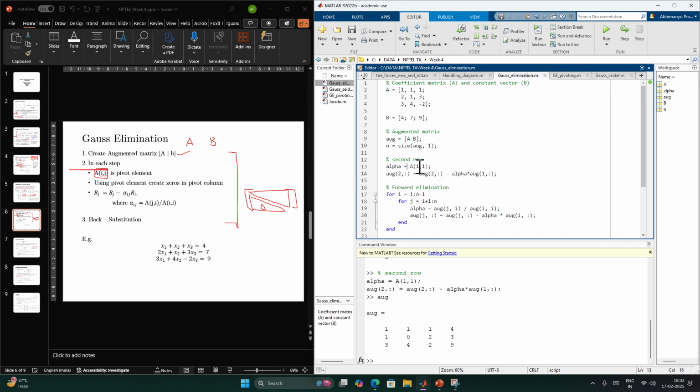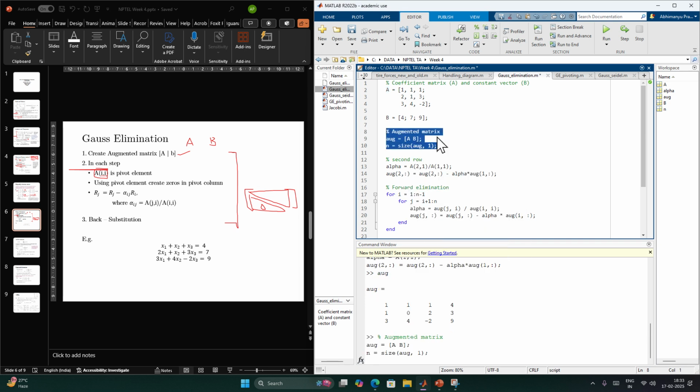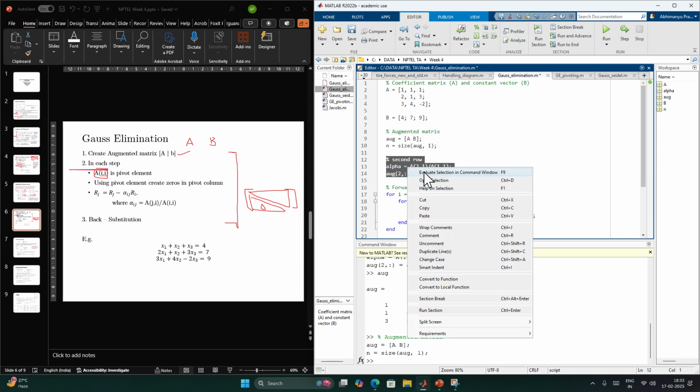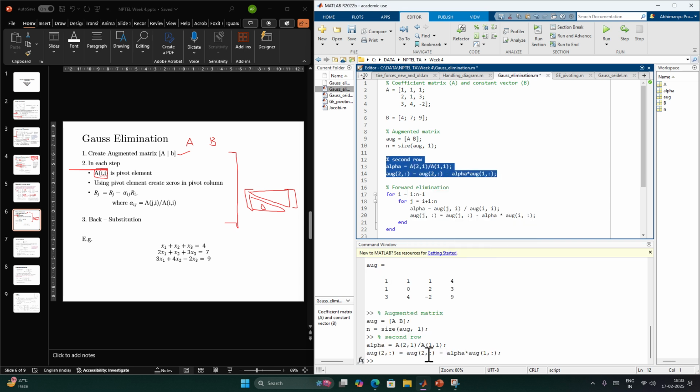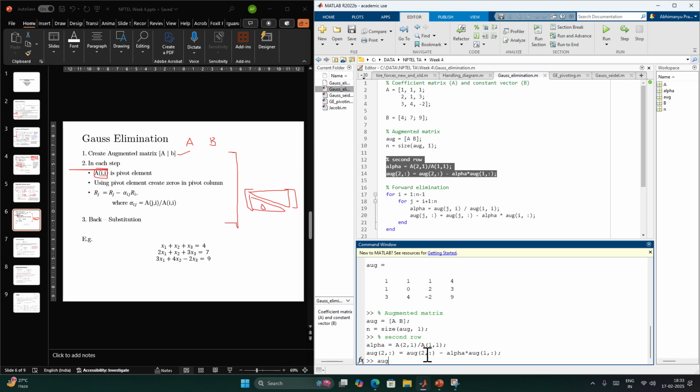Yeah, sorry, I took the wrong alpha. So my alpha should be A2 comma 1 divided by A1 comma 1, right? Oh, sorry, so I just need to run this one again, because otherwise my augmented matrix would have changed. Yeah. So now my first element of the second row has become 0.